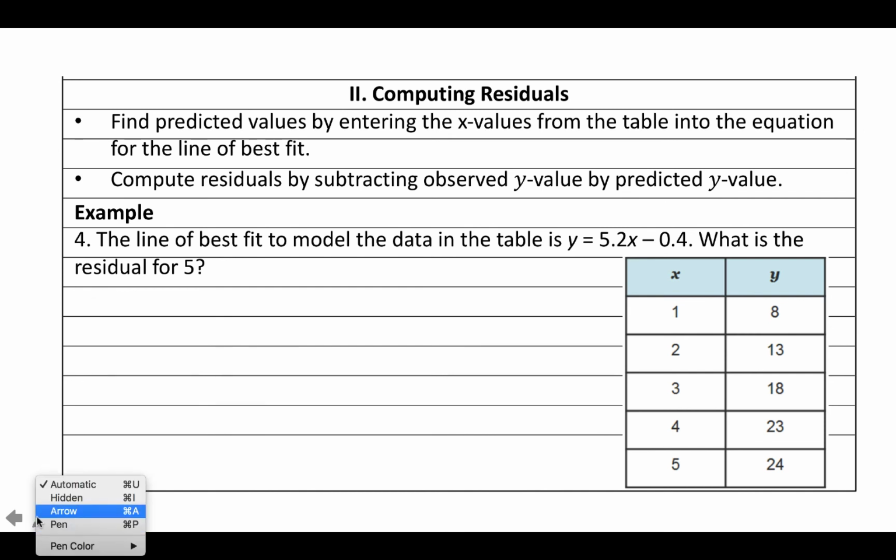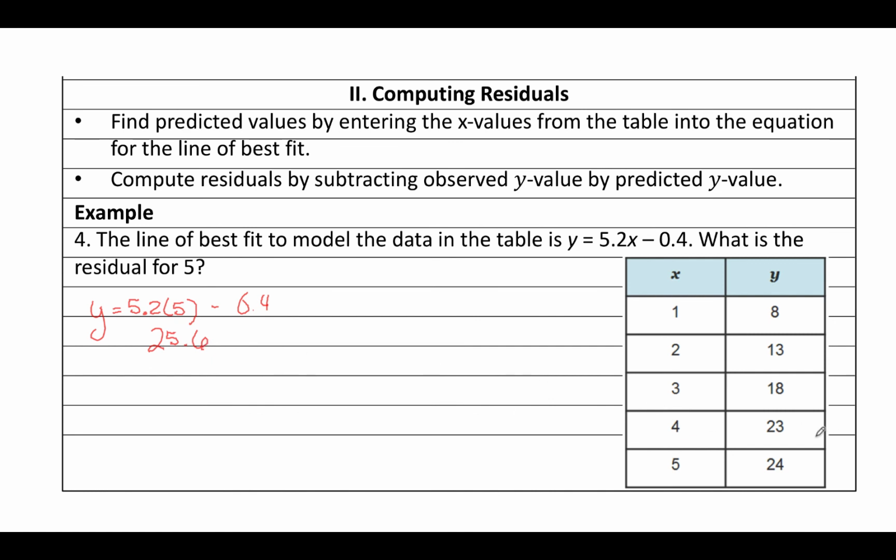So I'm going to take y equals 5.2, and instead of an x, we're going to substitute in 5, minus 0.4. So we're going to take 5.2 times 5. We're going to get 26 minus 0.4, and we're going to get 25.6. So that is going to be our predicted value.